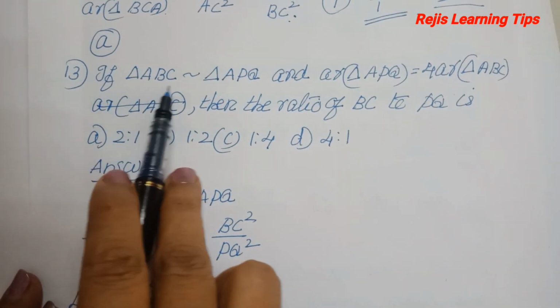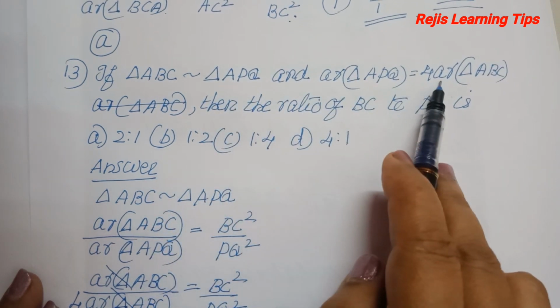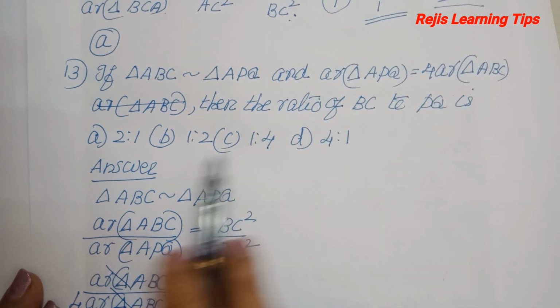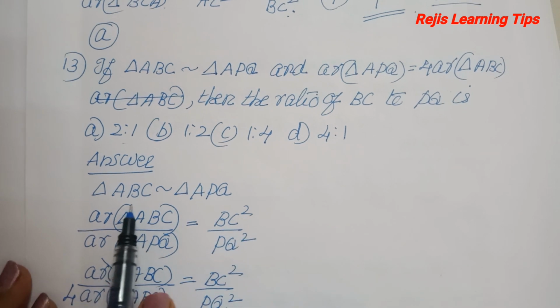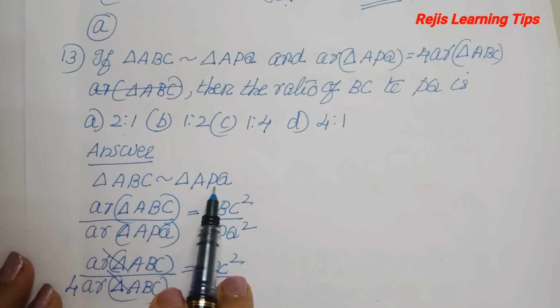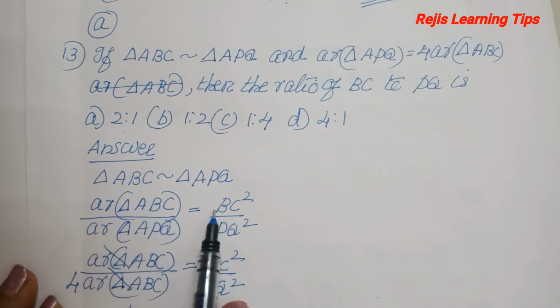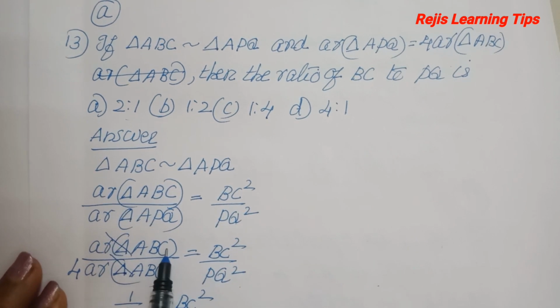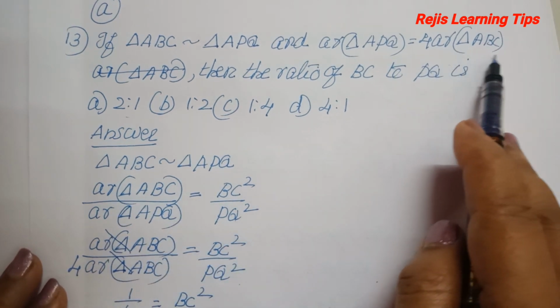13th question: if triangle ABC is similar to triangle APQ and the area of triangle APQ is equal to 4 times the area of triangle ABC, then the ratio of BC to PQ is 2:1, 1:2, 1:4, or 4:1. Triangle ABC is similar to triangle APQ, so the area of triangle ABC by the area of triangle APQ is equal to BC square by PQ square. Area of triangle APQ is 4 times the area of triangle ABC.